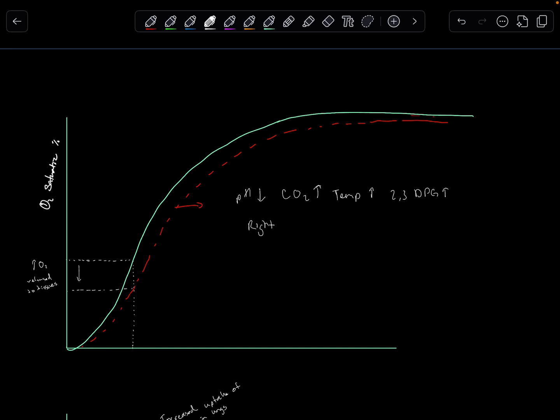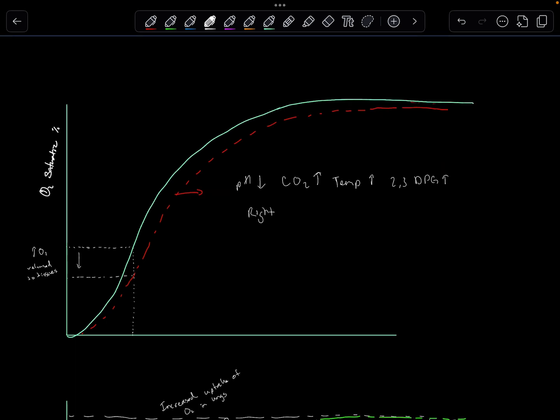Oh man, what was that? I'll figure it out. One second. I can't remember the x-axis with that. Oh, that's PO2. Sorry.